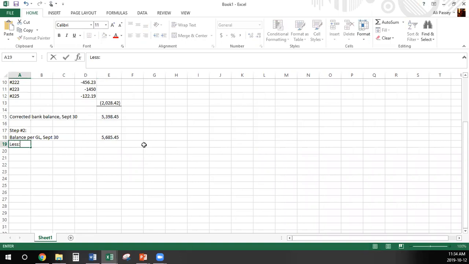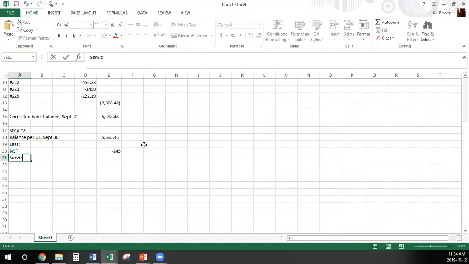Then we would need to adjust for the NSF check. The NSF check is something that would have been recorded as a deposit in the general ledger, so it would have been recorded as an increase in cash. But then the check never actually cleared in the bank because it came back as non-sufficient funds. So we need to remove that cash from the GL balance now. And the amount of that check was $245.